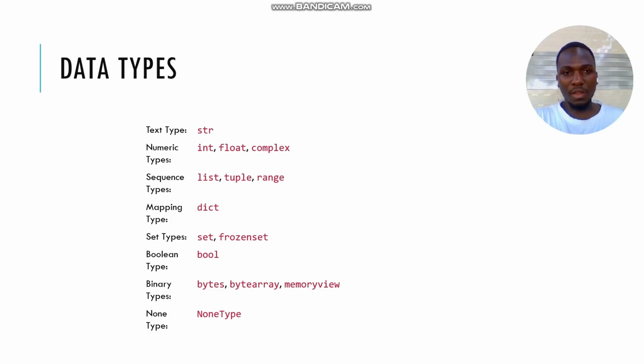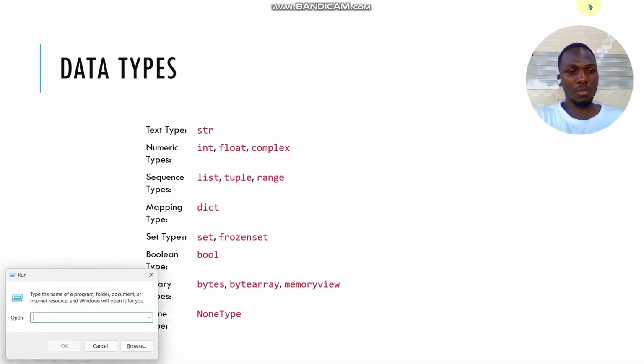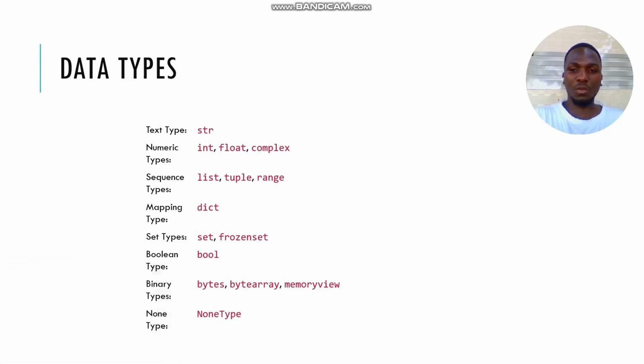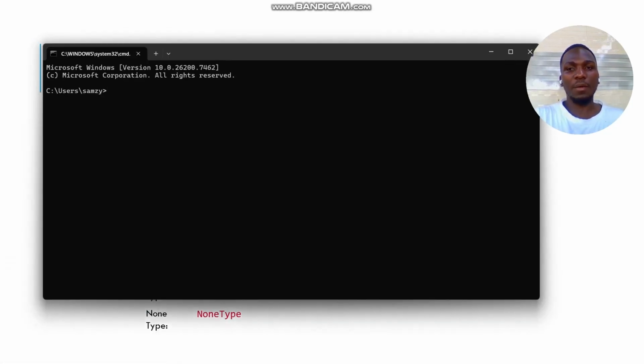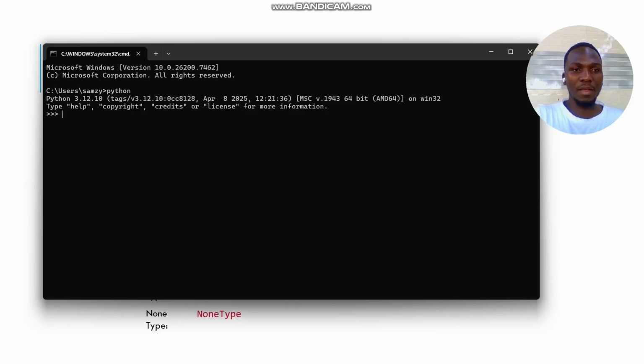As I said earlier on, the best way to learn how to code is to write code. So let's open a browser. Let's type the command cmd to open the command line. Now, since we want to write code, it's important to launch Python first on our command line. You type the command python, and then you have started Python.